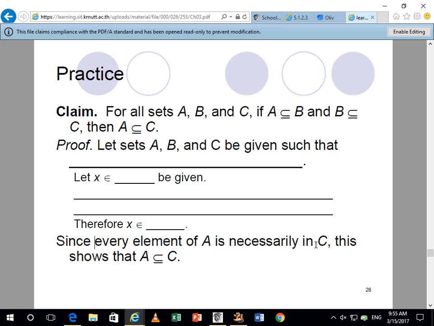Therefore, it's an element of C, and that means we're completing the proof. So if this question is given to you in an assignment, quiz, test, or final exam, then you'll fill this in. Let X belong to A. We start from there. And then we give the same statements: given this, that means X is an element in B. Then given X is an element of B, we get this, and then we say, therefore, this, and we complete this.